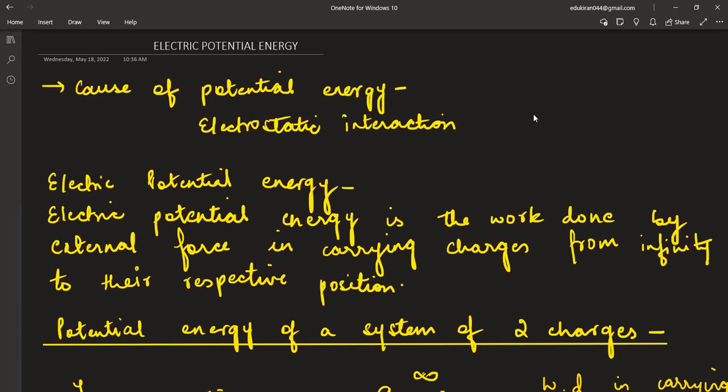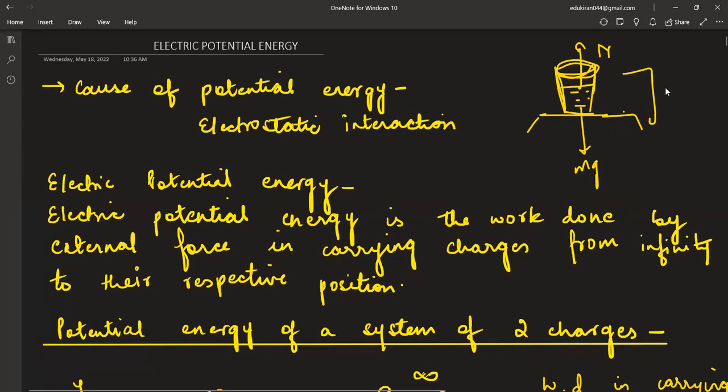Clear, class? There is a glass that is kept on a table. This is my area. I'm investigating this glass filled with water, including the table. A normal reaction will occur because of contact. Gravitational force will occur because of the weight, right? Some other force might occur as well. So this is my system right now. Any force that is acting within this is known as the internal force.